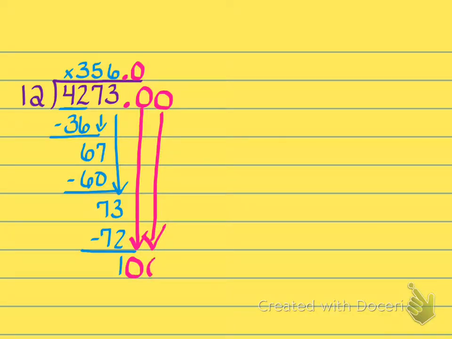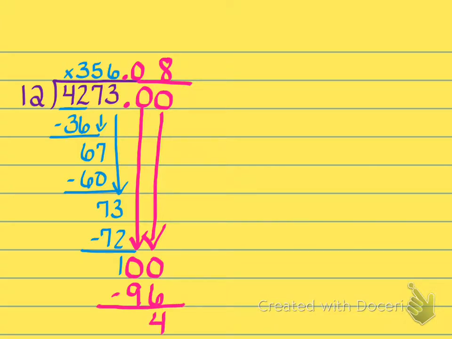Now I get the number 100. So I ask myself, how many times does 12 go into 100? And I think to myself, it goes into it approximately 8 times. So 8 times 12 is going to give me 96. I'm going to subtract. I get 4.